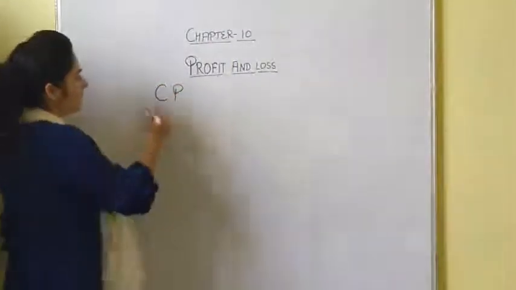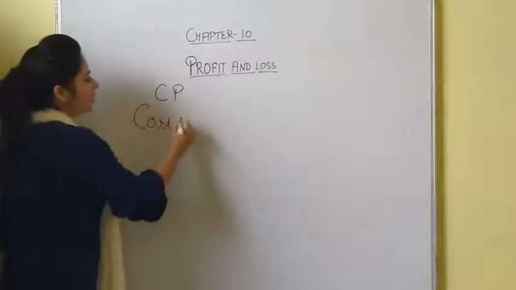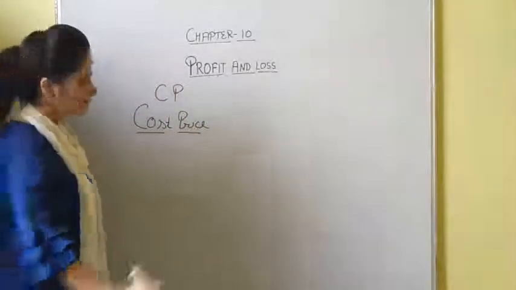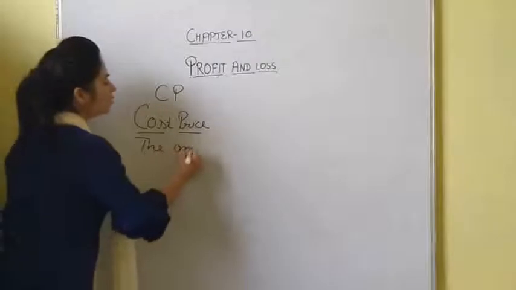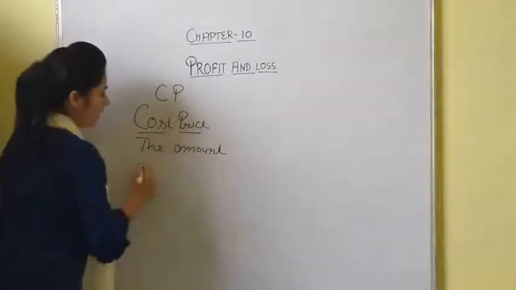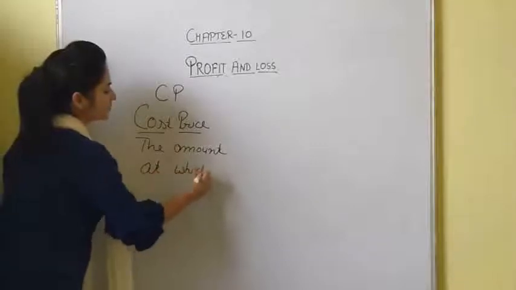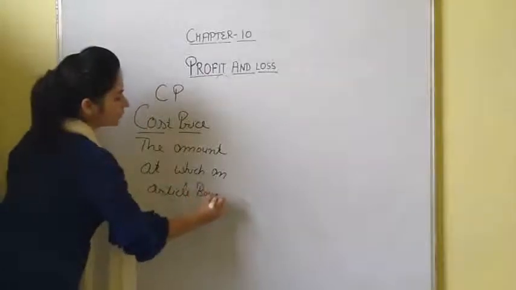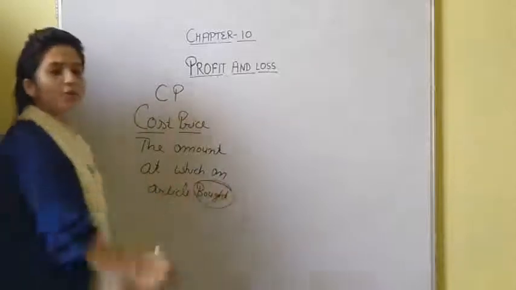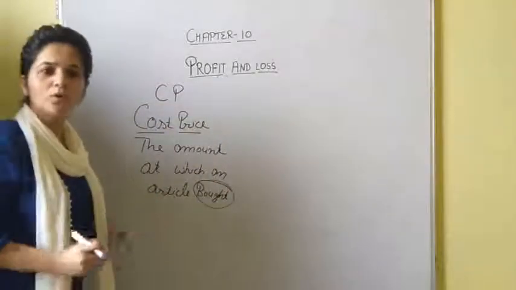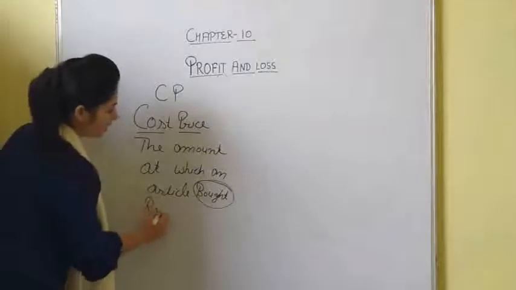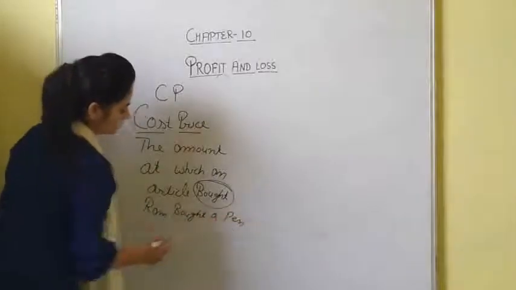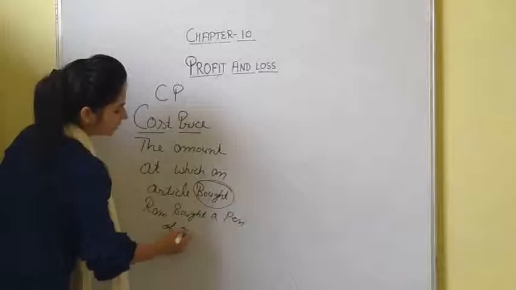CP stands for cost price. It means the amount at which an article is bought. What do you mean by bought? Suppose Ram bought a pen of ₹20.